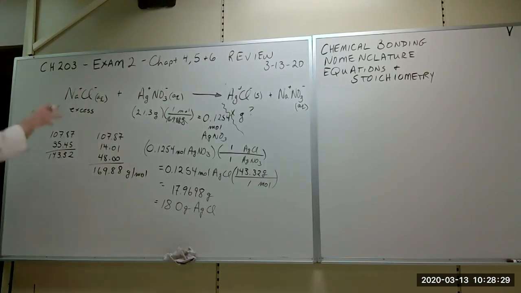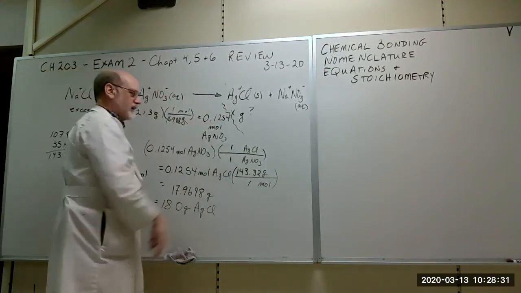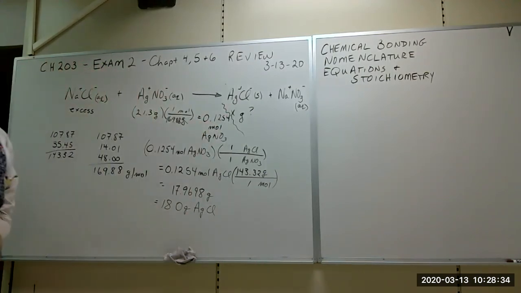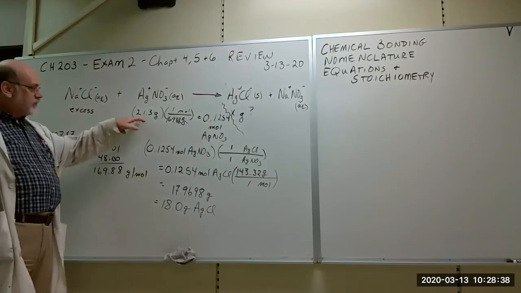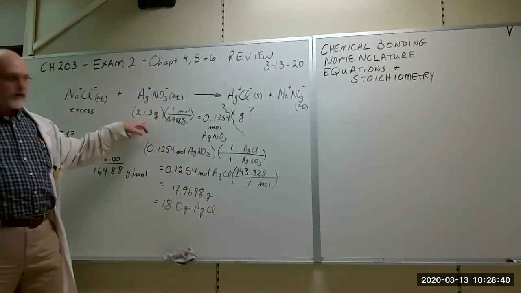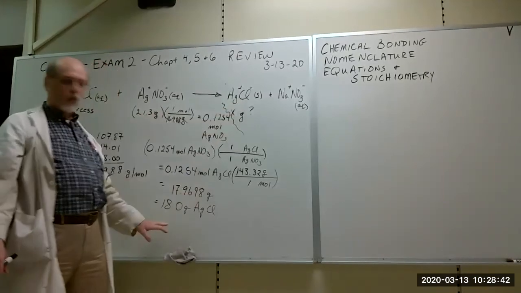We started off with something over here. We found out how much over there. That's known as the stoichiometric amount. That means that every last gram of this is converted to that, 100%.